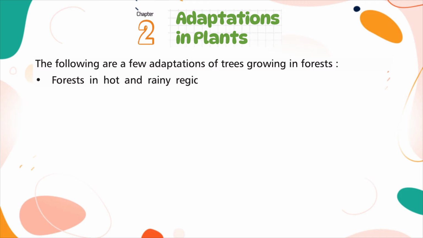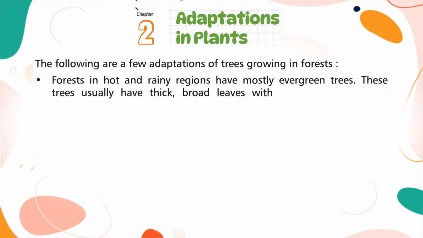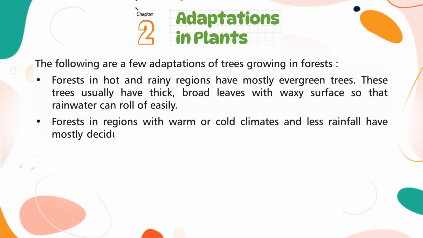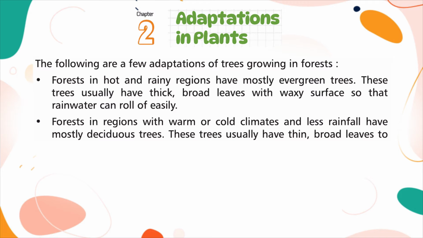Forests in hot and rainy regions have mostly evergreen trees. These trees usually have thick, broad leaves with waxy surface so that rainwater can roll off easily. Forests in regions with warm or cold climates and less rainfall have mostly deciduous trees. These trees usually have thin, broad leaves to trap sunlight.